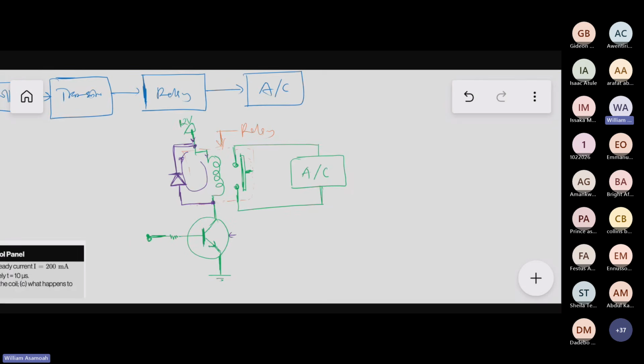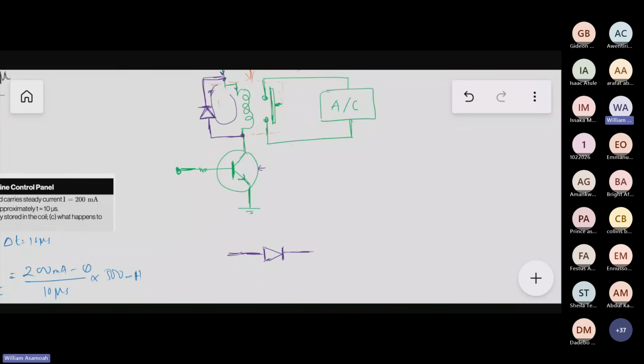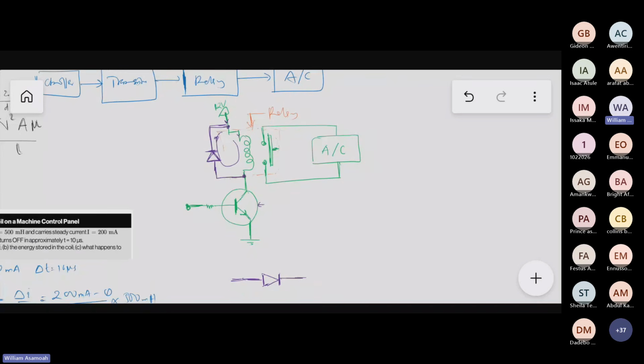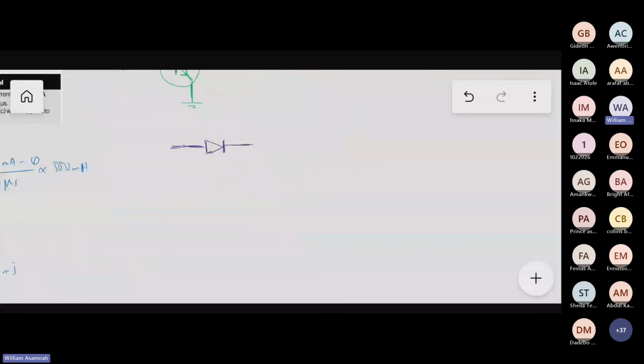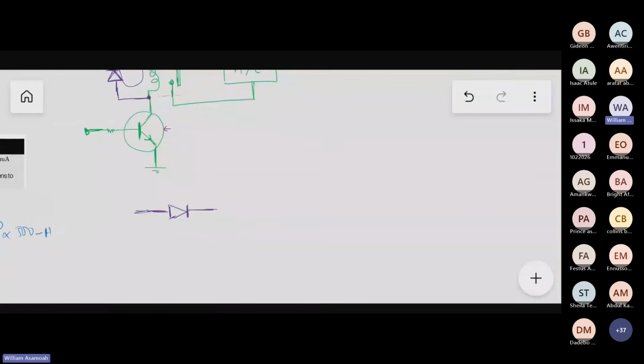So the diode becomes the protector. The diode is what protects the transistor. If it's not the diode, the transistor would be completely bent. So you'll be designing this circuit. In fact, you will actually be designing this circuit, and so you should know how to build it so that you will not fry your NPN transistor.